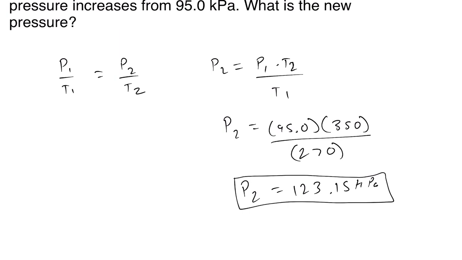So a few common mistakes to avoid: using Celsius instead of Kelvin. Make sure your temperature is always in Kelvin. Forgetting to isolate for the correct variable. Make sure you're isolating the correct variable and using the correct order of operations. And not keeping volume constant. Whenever we're using Gay-Lussac's law, we always assume that the volume is constant.